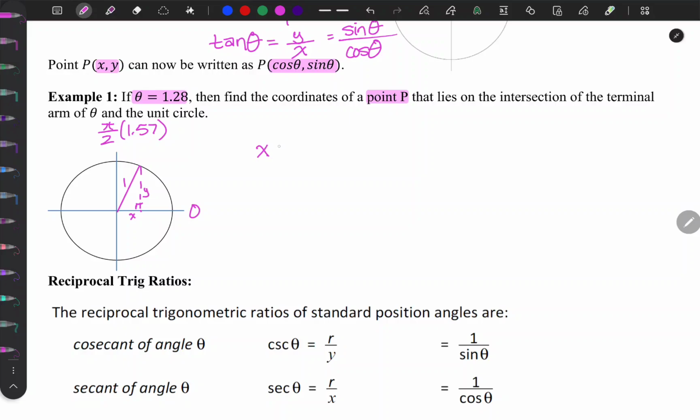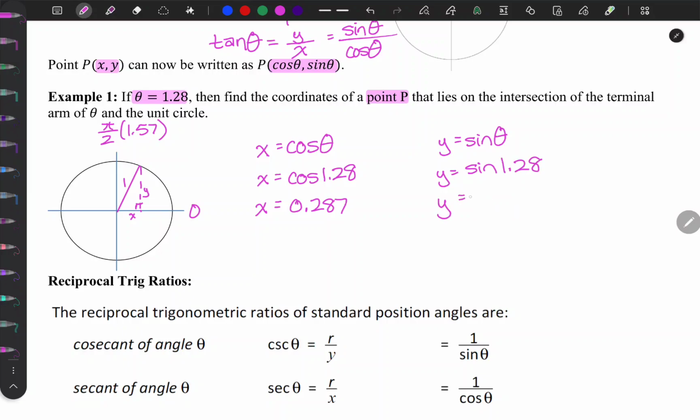We can now use the fact that x is equal to cosine theta. So x is equal to cosine 1.28. And calculating that in our calculator in radian mode, x is equal to 0.287. We can do something similar to find our y value. Y is equal to sine theta. Y is equal to sine 1.28. And calculating that out, y is equal to 0.958.